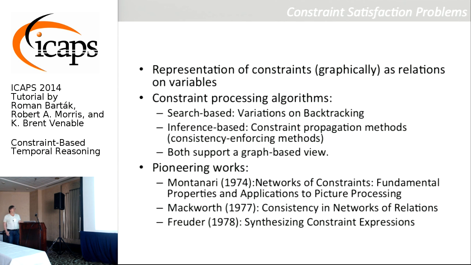The pioneering works on constraint-based reasoning in general include the paper by Montanari in '74 called Networks of Constraints, the paper by Mackworth in '77 called Consistency in a Network of Relations, and Eugene Freuder in '78. These are kind of the first papers on constraint-based reasoning.